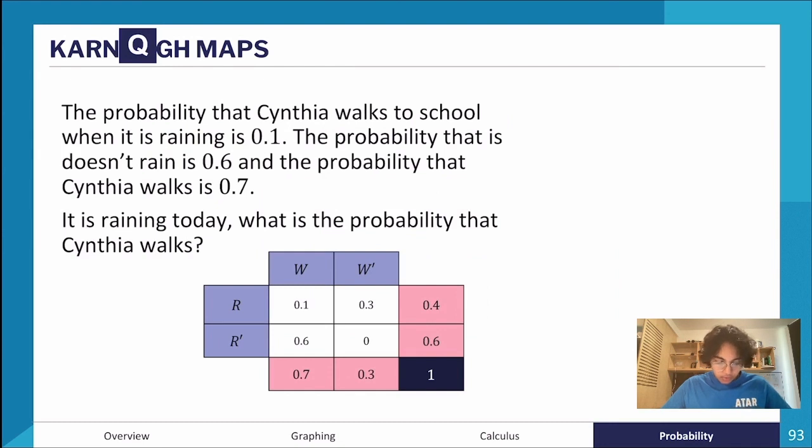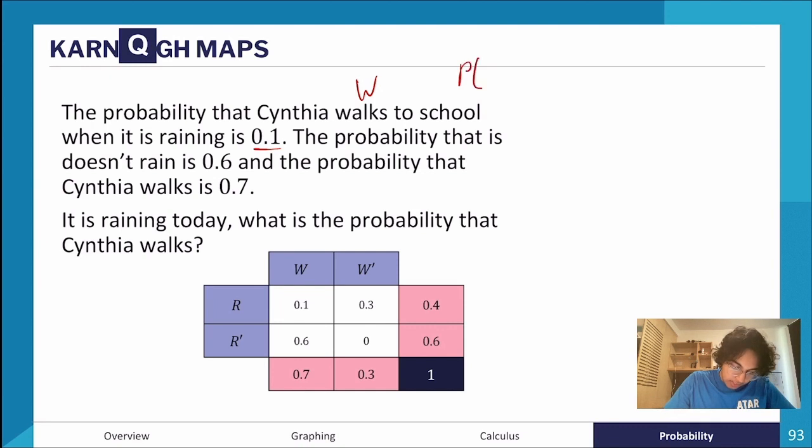Yeah, that's just what I went through. So let's go through this question. The probability that Cynthia walks to school when it is raining is 0.1. So walking is an event. With probability, it's always good to label everything, because that helps when it comes to doing these sorts of questions. It clears the clutter around all these random words. You don't need to know that the person's name is Cynthia. What you do need to know is the probability of her walking to school and it raining.